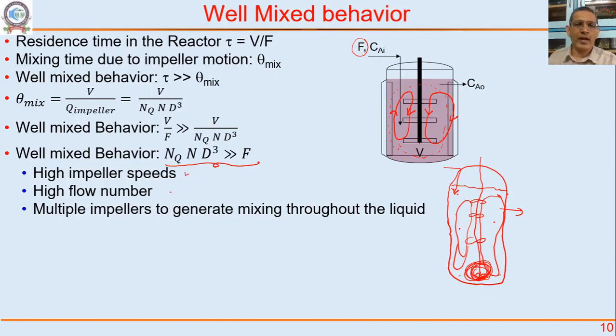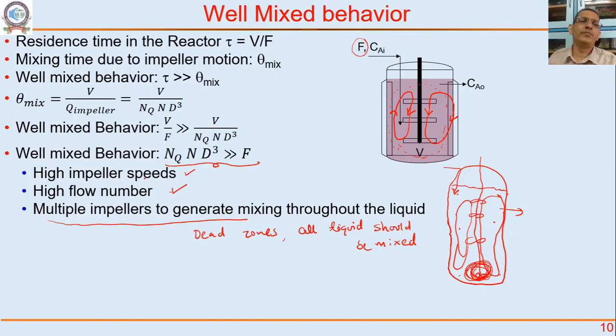So we have to ensure high impeller speed, we have to ensure high flow of the impellers, and we have to have multiple impellers to ensure that there are no dead zones. When you say dead zone, there are dead pockets, like as if the mixing is happening here but no mixing is happening here. That should not happen. Means all zones or all liquid should be mixed, right? So number of impellers, what type of impellers, how much flow is there, how much impeller speed is there, all those things will decide whether this condition is satisfied.